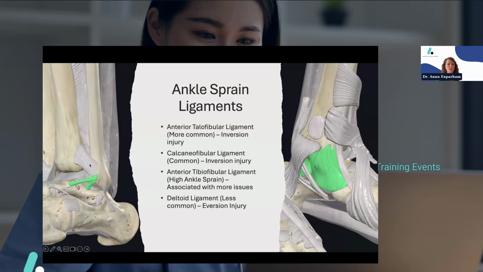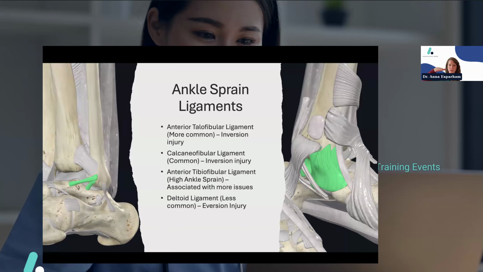Here is where there's a lot of ligaments that connect the tibia and the fibula together. If you look at this, this is the tibiofibular ligament, and this is a higher ankle sprain. These are lower, so that's why it's called a higher ankle sprain. And then the deltoid ligament, which is less common. It still happens. It's an eversion injury.